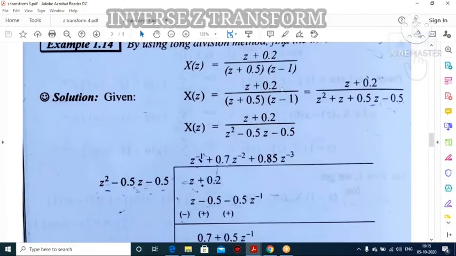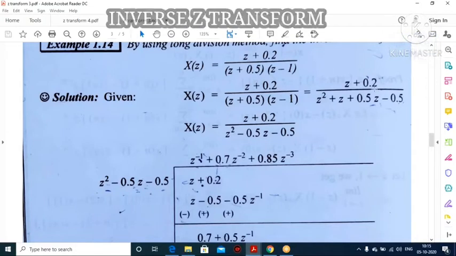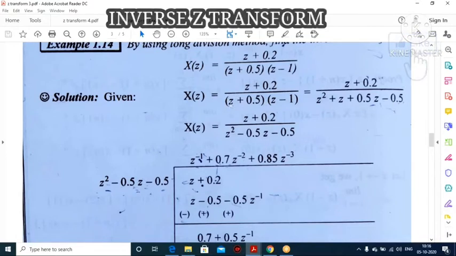Given x of Z equal to Z plus 0.2 divided by Z plus 0.5 into Z minus 1. The numerator part of Z I keep as it is, divided by the denominator, which can have two product terms. So I multiply these two terms. First I take this Z as a common term and multiply with the remaining terms.